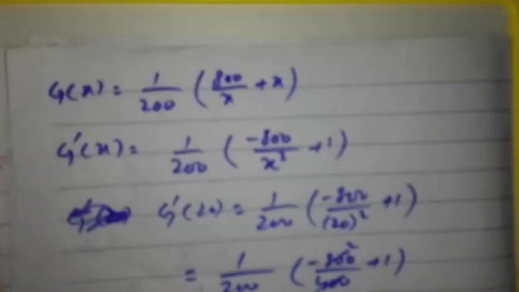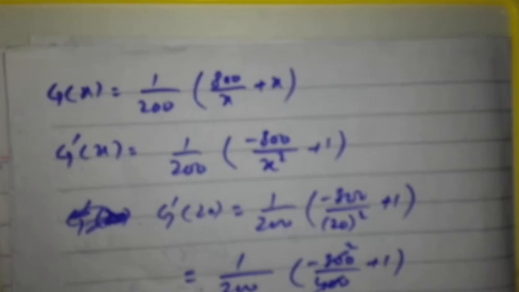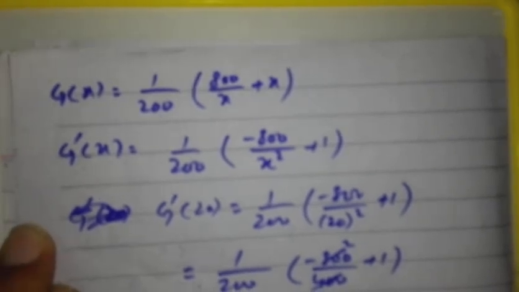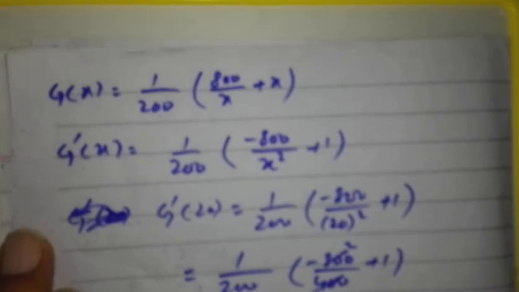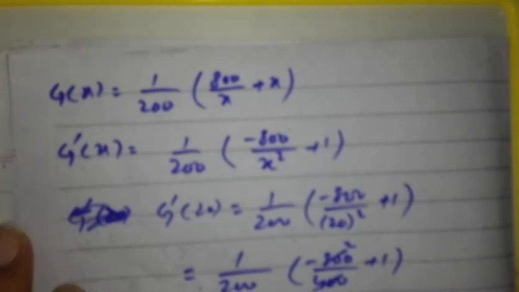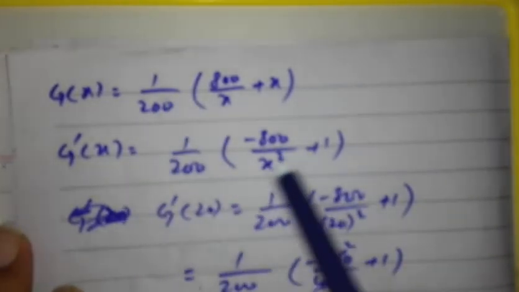Question 7. Suppose you are the manager of a truck firm and one of your drivers reports that his truck burns fuel at the rate of g of x equals 1 over 200 times (800 over x plus x), and g prime of x equals minus 800 over x square plus 1. If your driver tells you that he wants to travel at 20 miles, what should you advise him? And if he says that he wants to go at 40 miles, then what? In this question, g of x and g prime of x both are given.